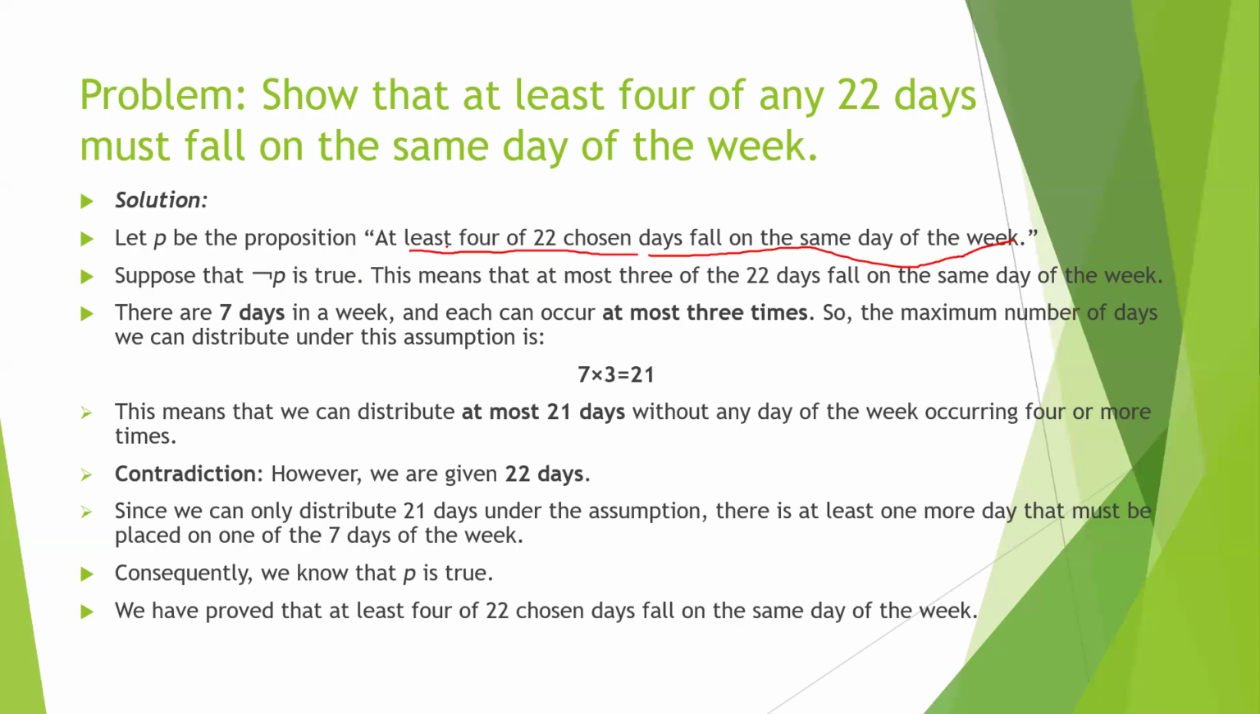So in the proof by contradiction, what we have to do is just take the opposite, the negation of the statement. We have to start from the negation of the statement. So what is the negation of the statement? Suppose the negation of P is true. At least means minimum. So minimum 4 of the 22 chosen days fall on the same day of the week. Okay. So that is our assumption.